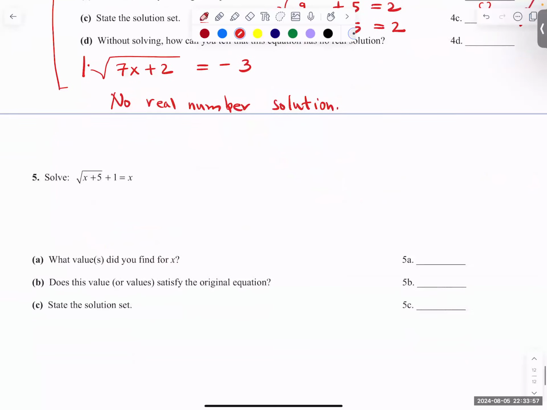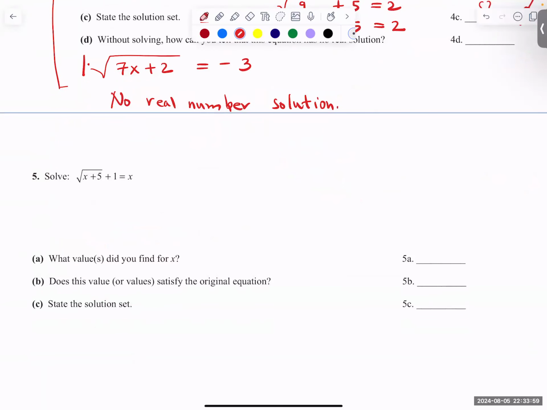Number 5, solve the radical equation, which has a coefficient of positive 1 and the index is 2. That's a square root.